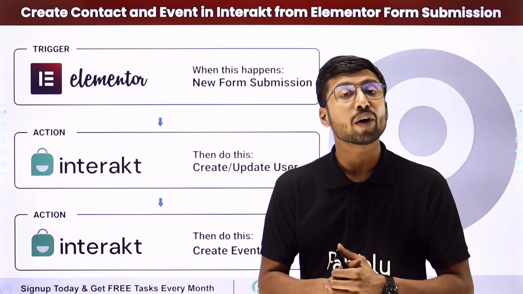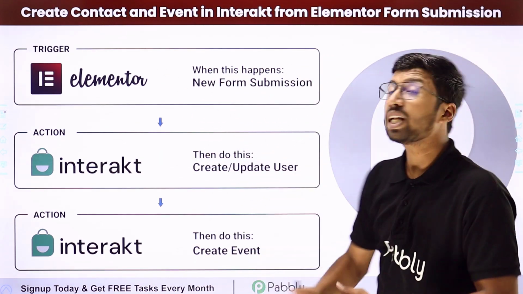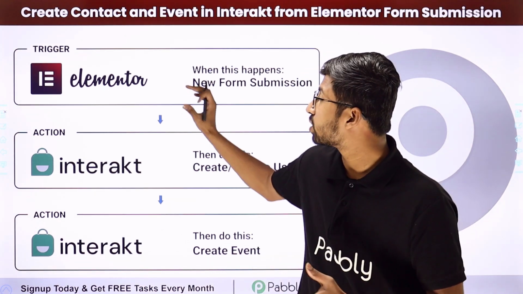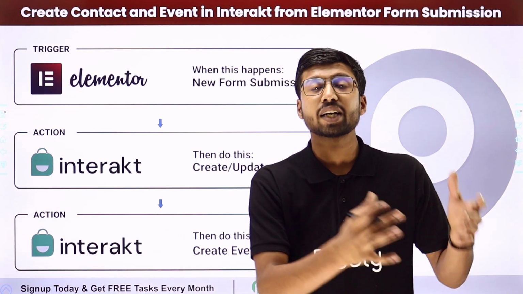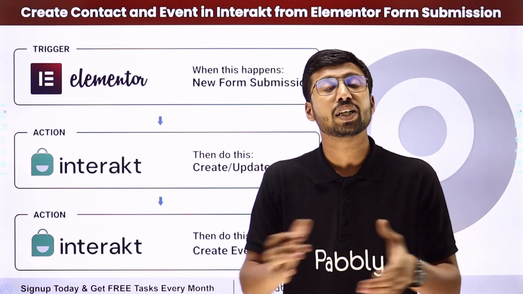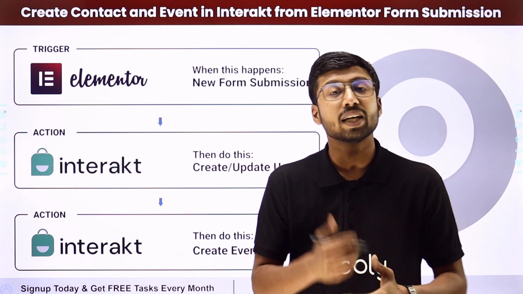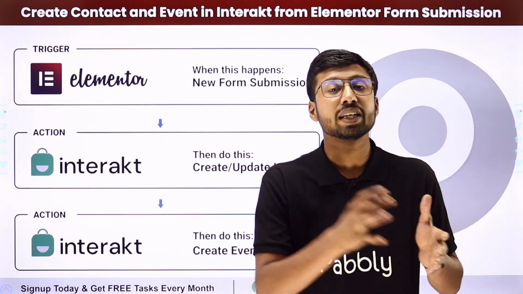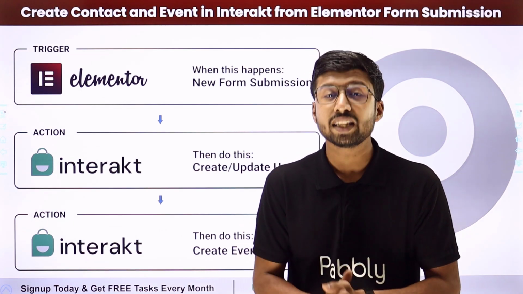So in this video, we are going to learn how to create a contact and event in Interakt from Elementor form submission. Let's say you have created an online form using Elementor, using which you are getting some details of the user's contacts or leads. And you're using Interakt as a platform, as a service to send WhatsApp messages to your clients, customers or leads. Now you want that whenever you receive a new form submission in Elementor with the same details, you want to add that user who made the form submission as a user in Interakt.